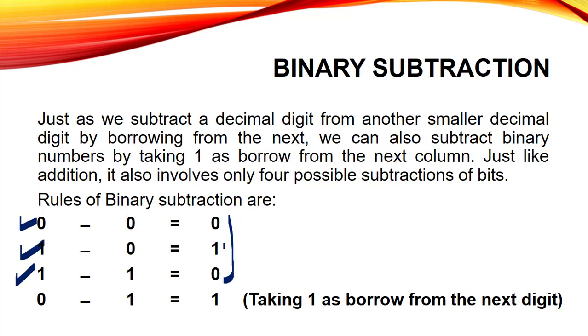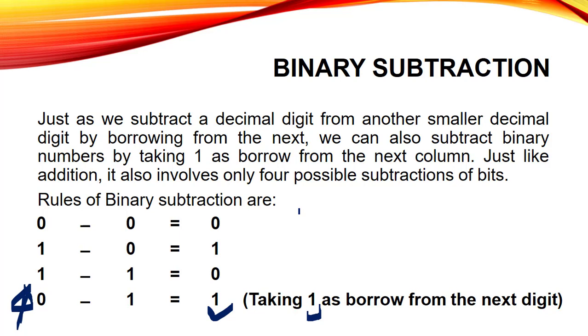So these were some simple rules that we have already discussed in normal mathematics, or that you have learned in normal mathematics also. The only tricky part is with this particular rule, that is 0 minus 1 will give you a result of 1. So whenever you subtract 1 from 0, you have to take a borrow of 1 and your result will be 1.